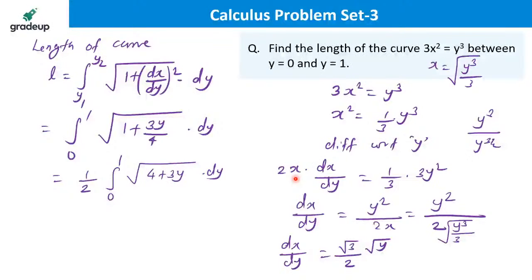Sonu Kumar, just verify. So 3x square equal to y cube. We differentiated with respect to y. So twice x dx by dy and 1 by 3y square.